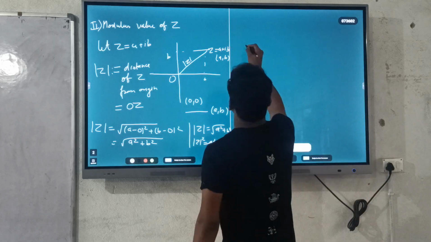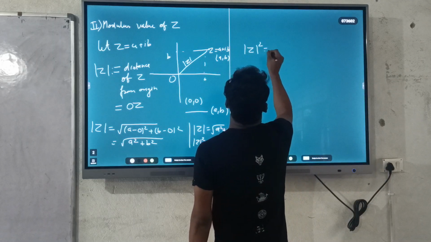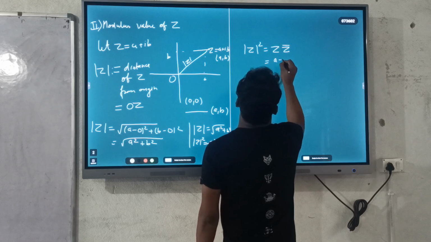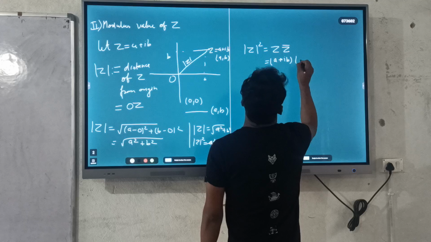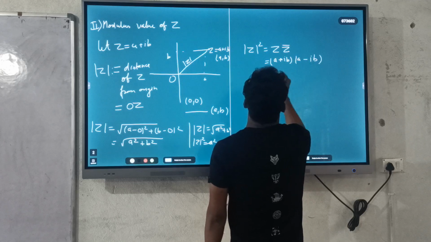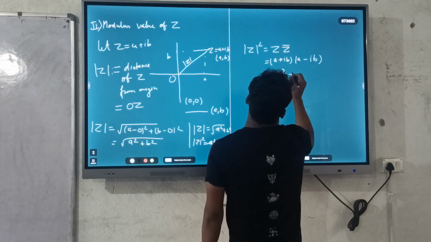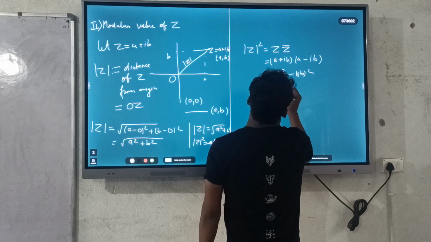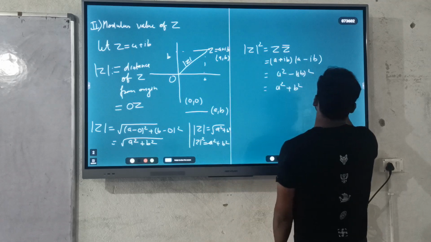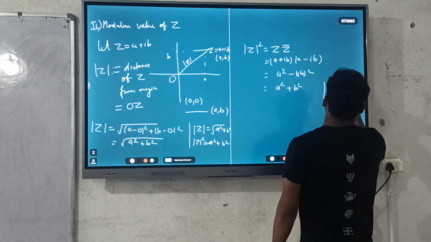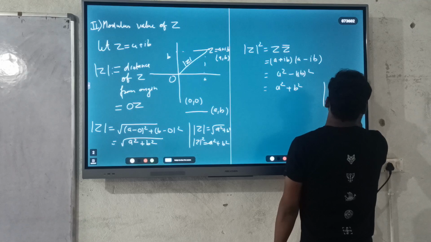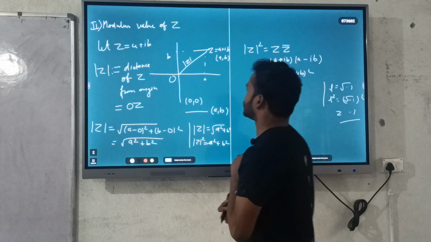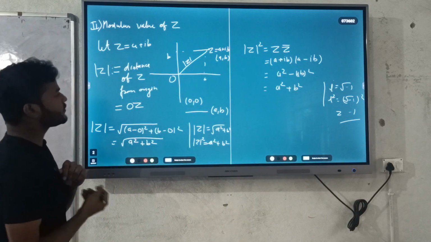We can also write mod z square as z times z conjugate, where if we take z equal to a plus ib, this is its conjugate a minus ib. If we multiply, we get a square minus i square b square, that is a square plus b square, since i is equal to root under minus 1, then i square becomes minus 1. So that is the modulus value of z.